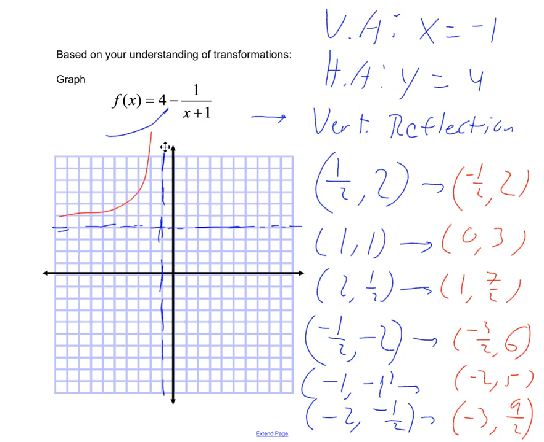Vertical reflection. Our points have been shifted and reflected, so what was 1/2, 2 is now -1/2, 2. Is that right? I guess so. 1, 1 will now be 0, 3. If you put these points in, 0, 3, negative 1/2, 2. It'll look like this. And you can label some of these points. 0, 3 is a good one to label.